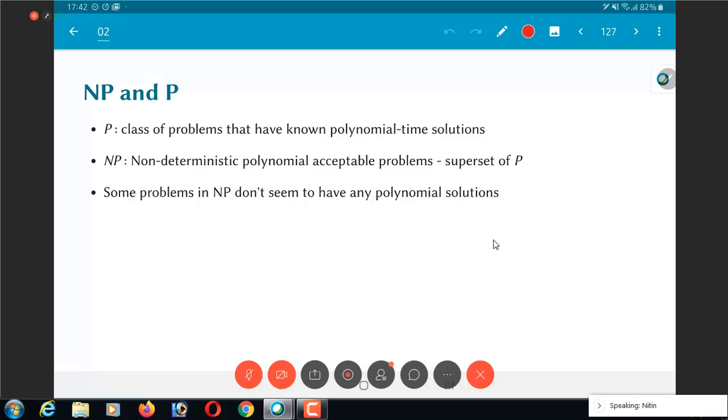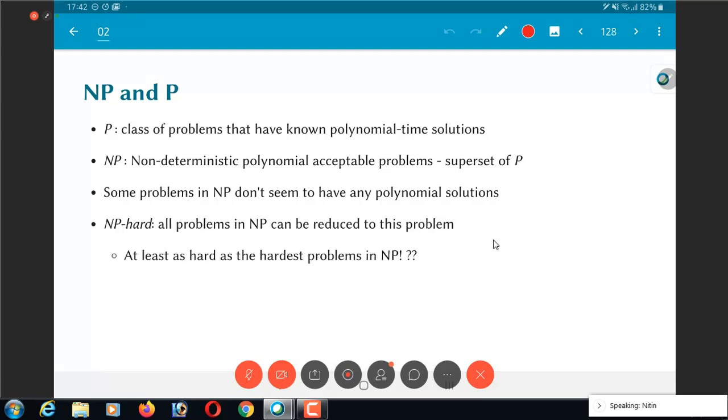Now, the issue that was discovered around 40 to 50 years back was that there are some problems in NP that don't seem to have any polynomial solutions. In other words, you can verify their solutions quickly, but nobody has been able to give an algorithm that can actually solve them in polynomial time. Graph coloring was an example, right?